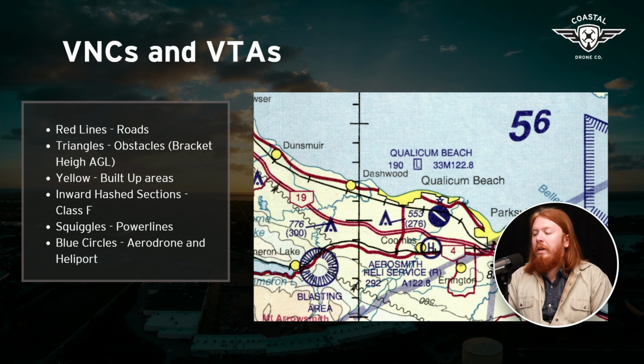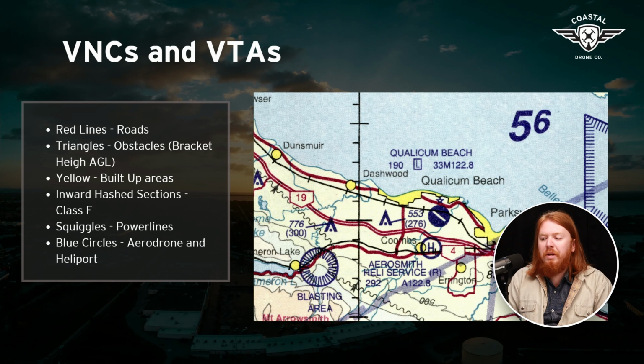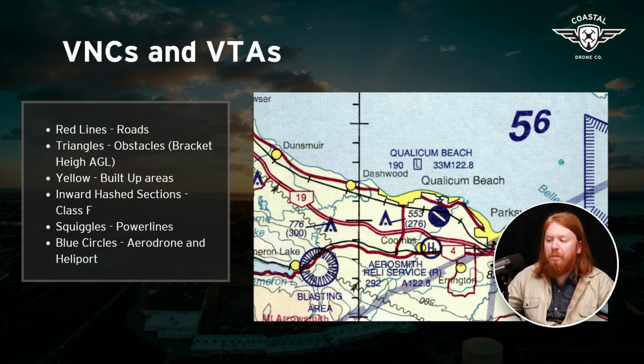The yellow areas, the dots or the yellow sections, are built-up areas. If you are lost at night and flying an airplane, this is roughly what the shape of the lights would look like, so you can try to navigate yourself back to a place where you're not lost anymore. A section with inward hashes is Class F airspace.